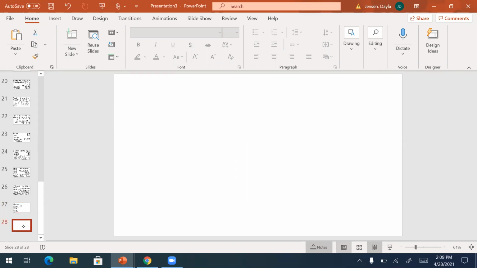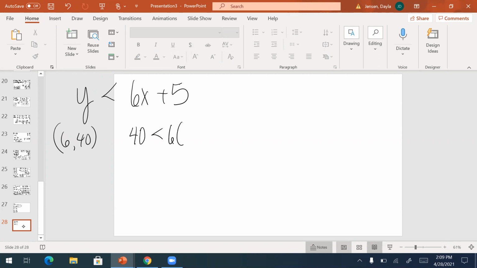What if I actually have a y and an x? Y is less than 6x plus 5, and they give us some ordered pairs. So the first ordered pair they give us is 6, 40. So you plug in 40 for y, and you get 40 less than 6 times 6 plus 5. So this is 36, this is 41. Is 40 less than 41? Yes, it is. So that one's true.